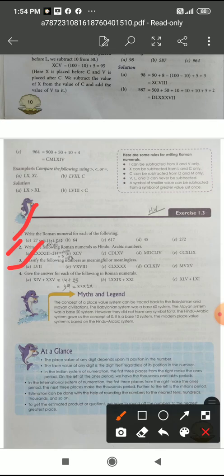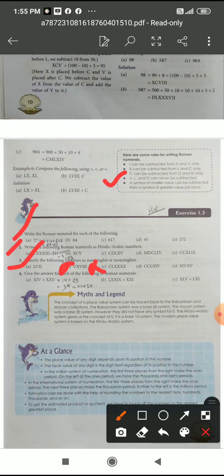This is meaningless. According to the rule, V, L and D can never be subtracted. So it is meaningless. C is also meaningless children, because here there is more than triple X. According to the rule, it is not possible. So it is meaningless. D is meaningful according to the rule. It is correct.